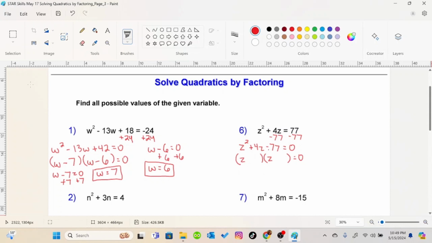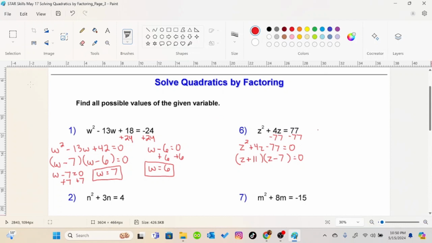Our second symbol being subtraction tells us our signs are opposite, and the first sign being addition tells us the larger factor needs to be positive. So factors of 77 could be 1 and 77, that wouldn't work, and 7 and 11, and that would work. We're going to get 11 be positive and 7 be negative. 11 times negative 7 is negative 77, and 11 minus 7 is positive 4.